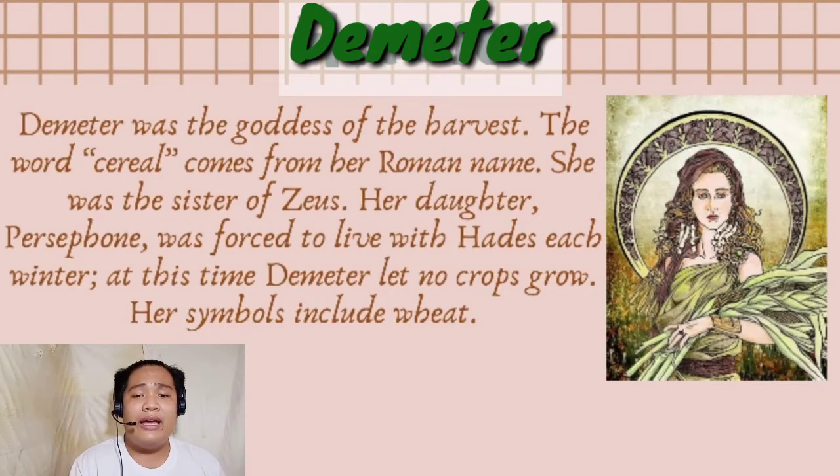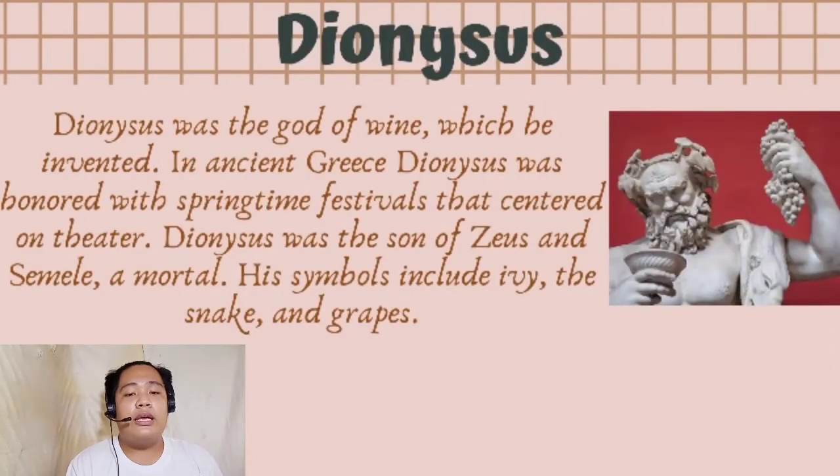And then lastly, we have Dionysus. His Roman name is Bacchus. So he was the god of wine, which he invented also. In ancient Greece, Dionysus was honored with springtime festivals that centered on theater. Dionysus was the son of Zeus and Semele, a mortal. His symbols include ivy, the snakes, and grapes.